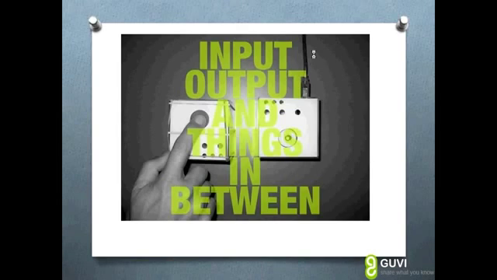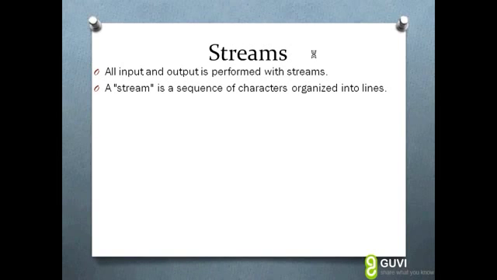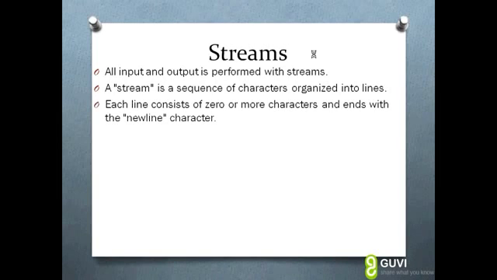Before going into the details, we'll look at something called a stream. All input output is done with streams. We know stream in English as a small current of water running through some path. In the same way here, instead of water, we have a sequence of characters organized into lines, separated by a separator, which we call a delimiter, which is given to the program so that the program can read it from a certain location.